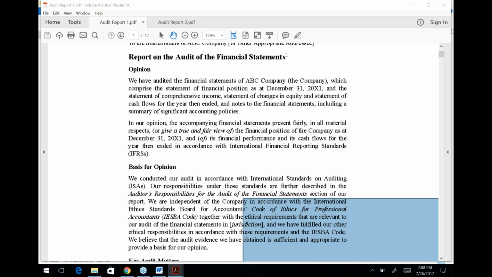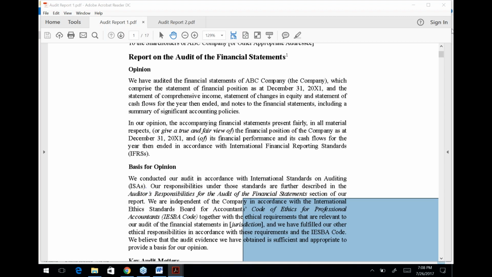So I'm going to talk about the audit opinion, how does it start off. If you look at this audit opinion paragraph, the first paragraph gives the overall introduction about the company ABC, that we have audited the financials of ABC company for the period ending so and so, and it covers the XYZ statement. So the first paragraph is the opinion paragraph with an introduction.